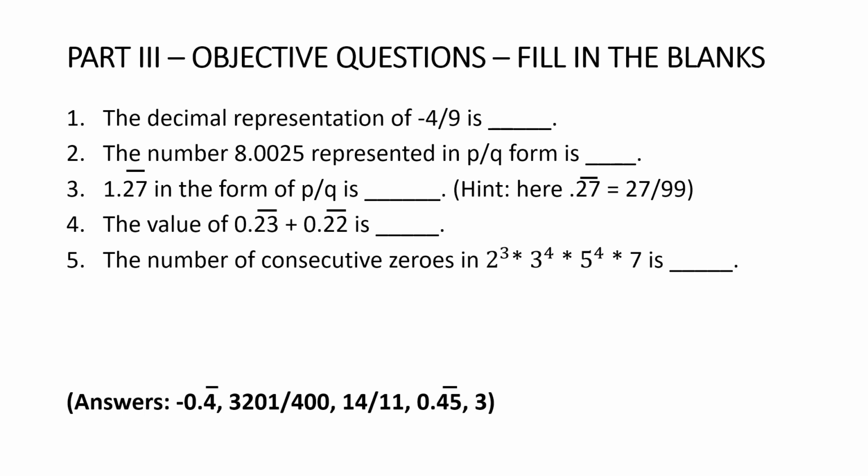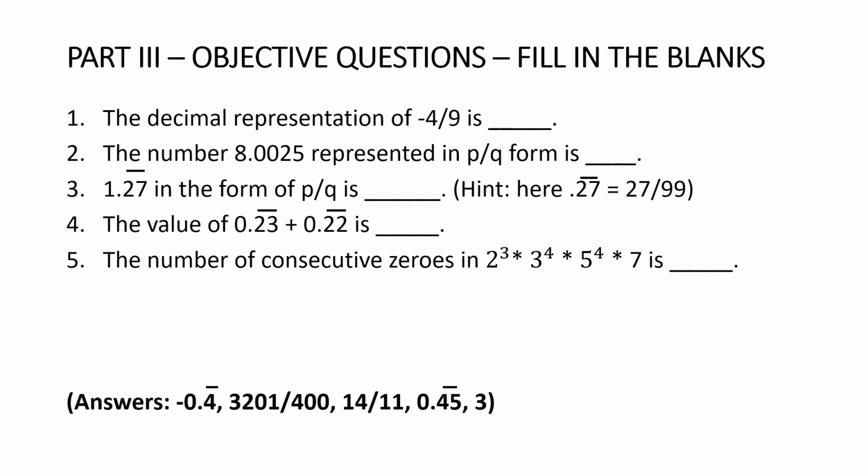The number 8.0025 represented in p by q form, you just have to divide by 10 raised to 4, or 10,000. So you will get 80025 divided by 10000. When you cancel out, you will get the smallest form as 3201 upon 400.